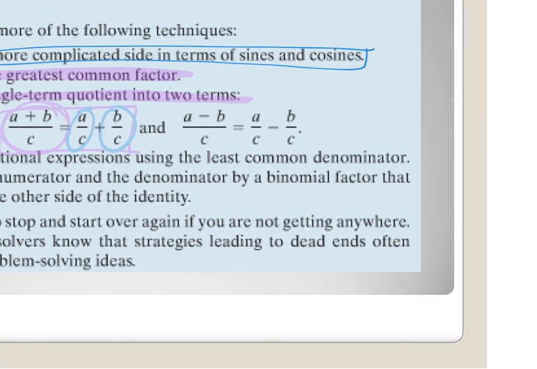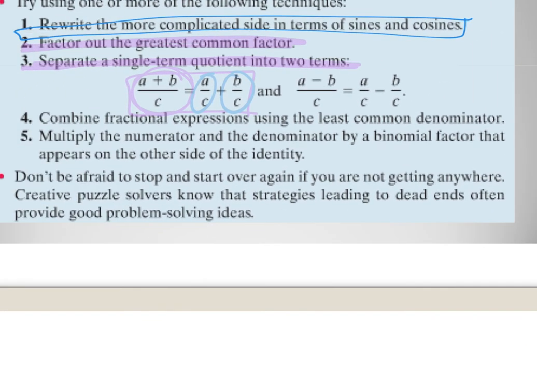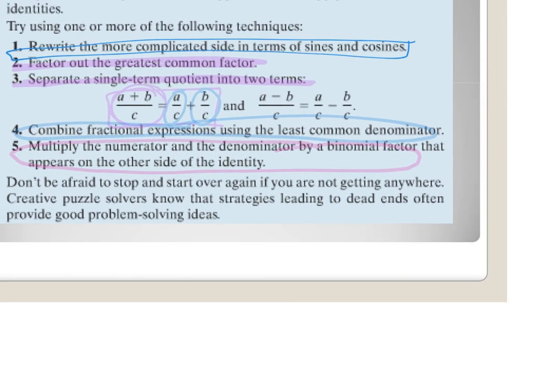The reverse of this is the next part, which is you might have to combine using a least common denominator. So if I have two fractions, I need to get them into one. I'm obviously looking for a least common denominator. And then the last thing says multiply the numerator and the denominator by a binomial factor that appears on the other side of the identity.